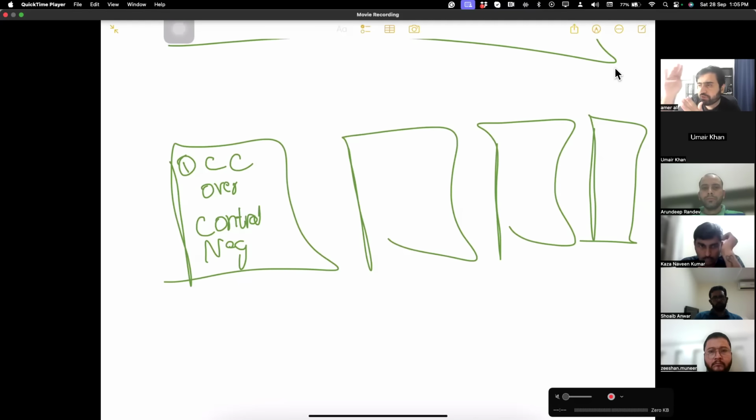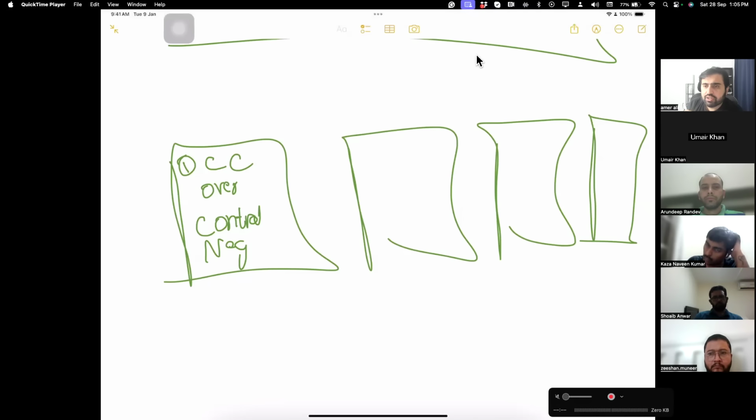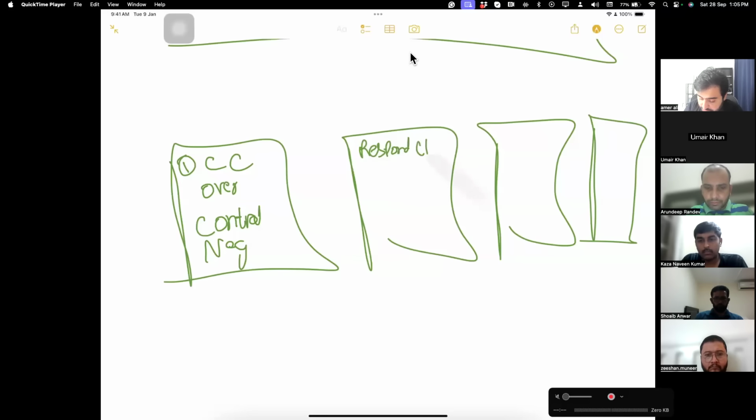Okay, guys, everybody put the four values in the chat box. These four values you must remember: customer collaboration over contract negotiation. I want to provide the customer what the customer wants. Respond to change over following a plan. Okay, plan is critical, plan is important, but I want to respond to change over following a plan.